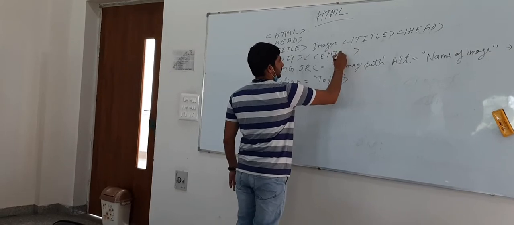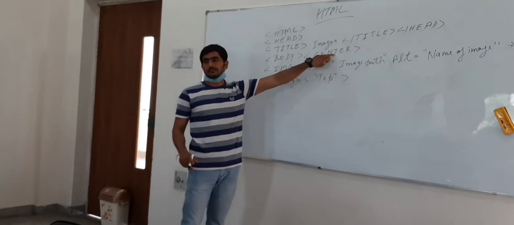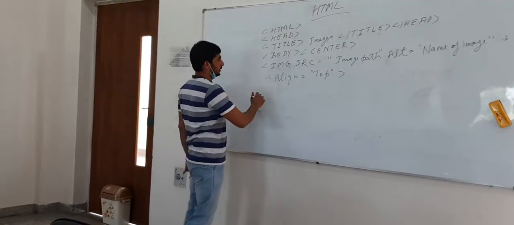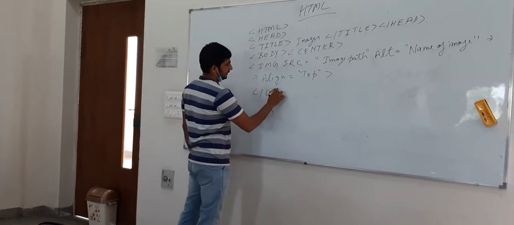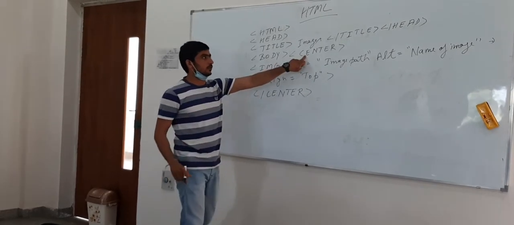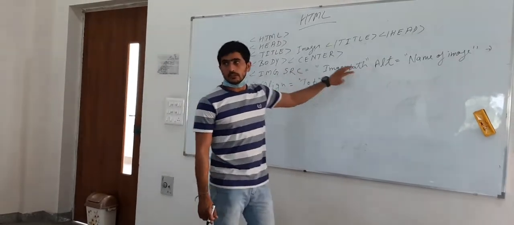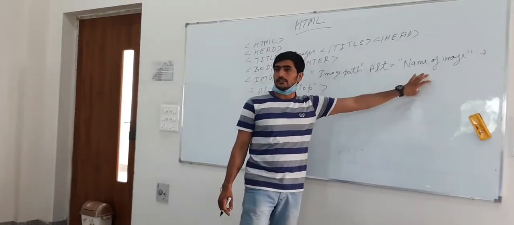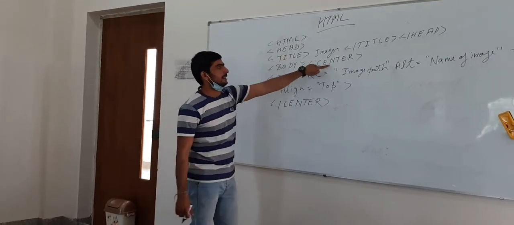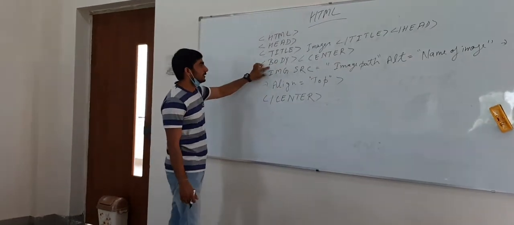So the image, or whatever you are typing, will come from the center of that screen, the center of that web page. Now here we first have to close the center. The image source is an empty tag, so there is no need to close it. We only have to close the center, which is the container tag. Next, we have to close the body.